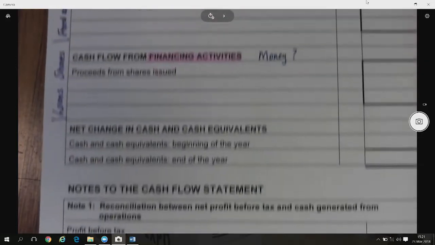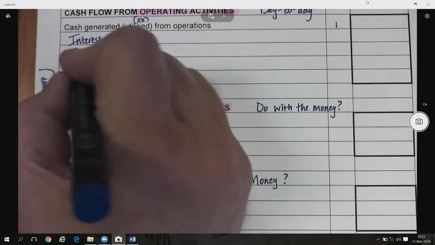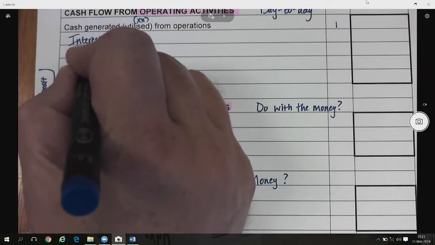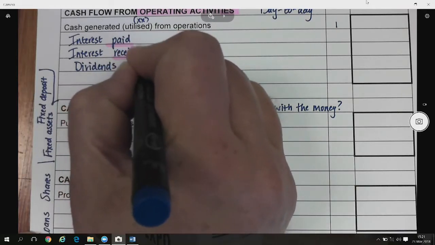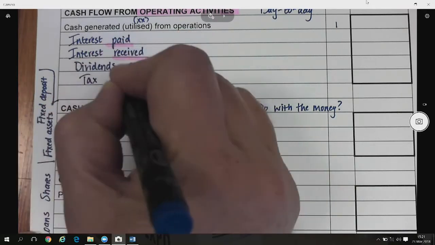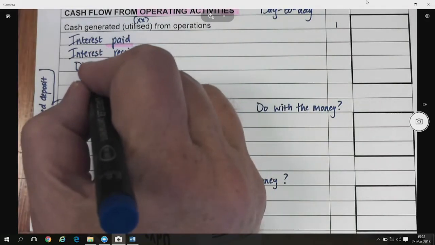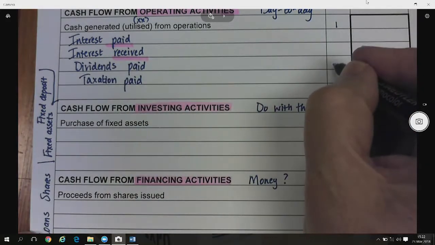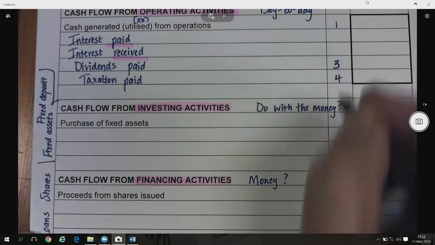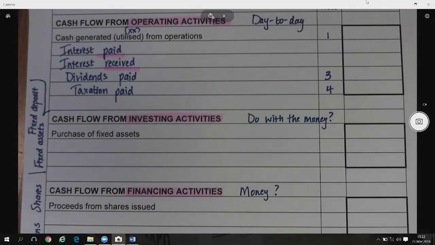I'm going back to my cash flow statement. Then you've got dividends paid and tax paid. Dividends paid. And we've got tax paid, or taxation, sometimes they say taxation, and that gives us note number 3 and note number 4. So where is note number 2? Note number 2 is your cash. Okay, please know your format.